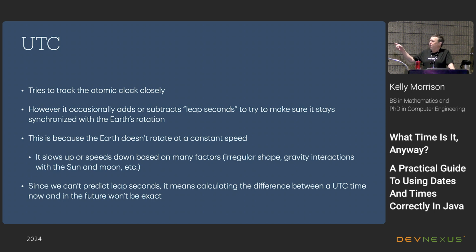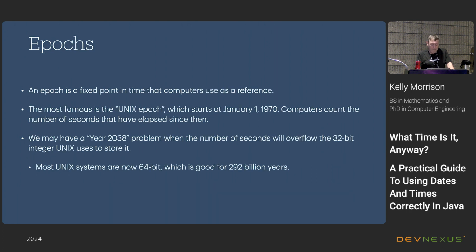And something else interesting, since you can't predict leap seconds, there's no way to get the exact difference between a UTC time now and a UTC time in the future, because we don't know what the time will be in the future. You think, like, add X seconds and there you are. But since the Earth slows down and speeds up and we have to keep adding or subtracting leap seconds, we don't know. So that means it's impossible to get the exact difference between a UTC date now and one in the future. So if you're getting into something that needs very specific times, keep that in mind.